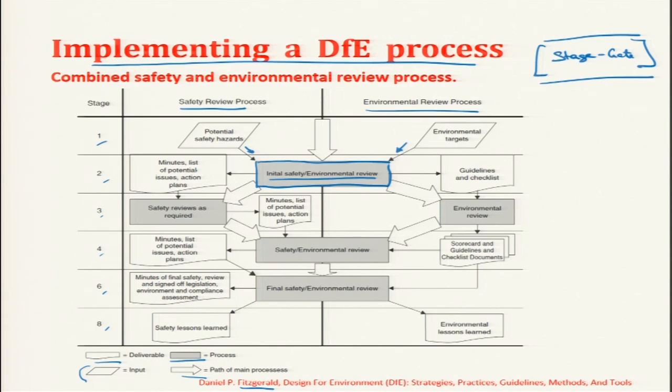Then for safety hazards, minutes, a list of potential issues and action plans were the deliverables that go into the safety review, which was required in stage 3. So, these help to develop the minutes of potential issues and actions, which help to get the safety environment review. This is a kind of detailed review. This is the initial review, and this is detailed.